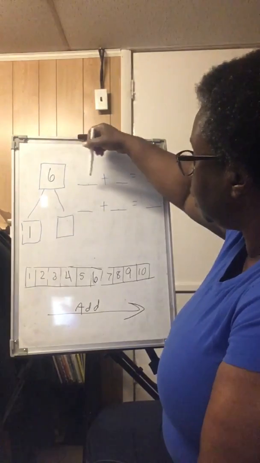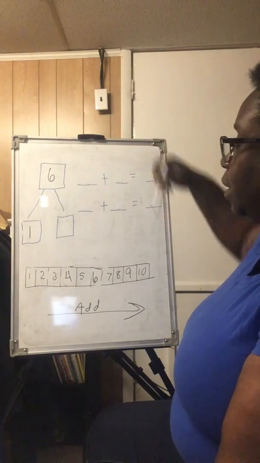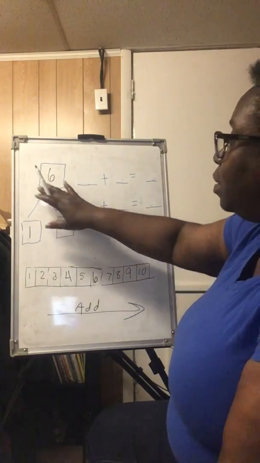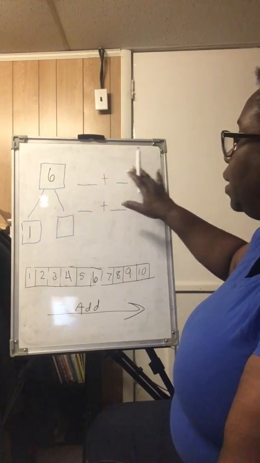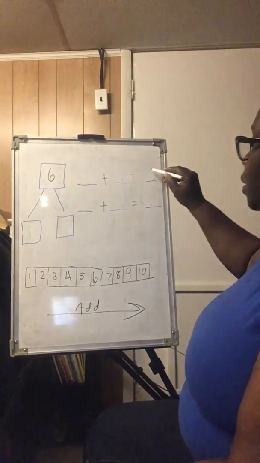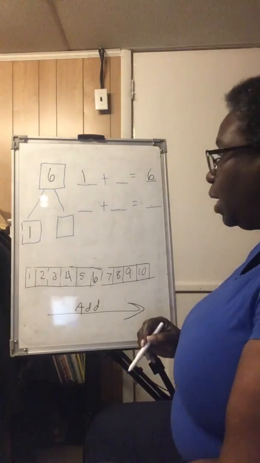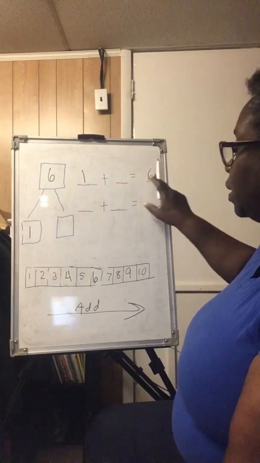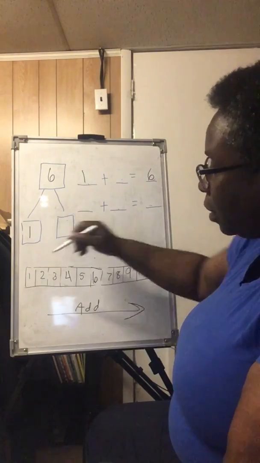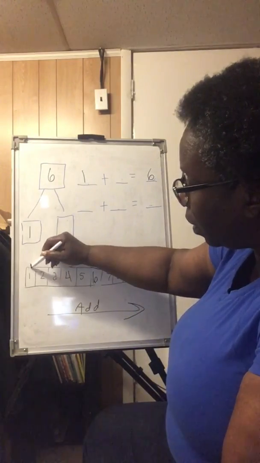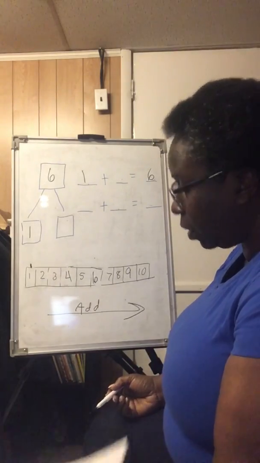So 6 plus what equals blank? Or blank plus blank equals, and our big number is 6. So that's going to be our equal. They gave us a 1, so we're going to put the 1 in there. So 1 plus what is 6? They start with the 1.